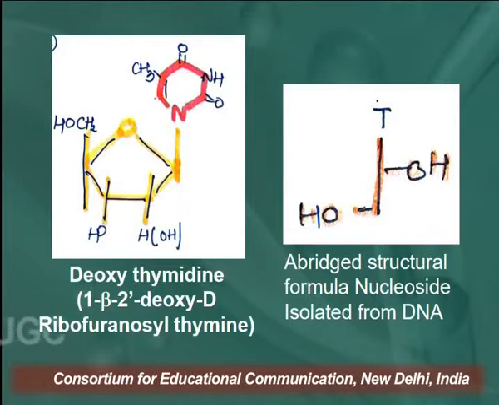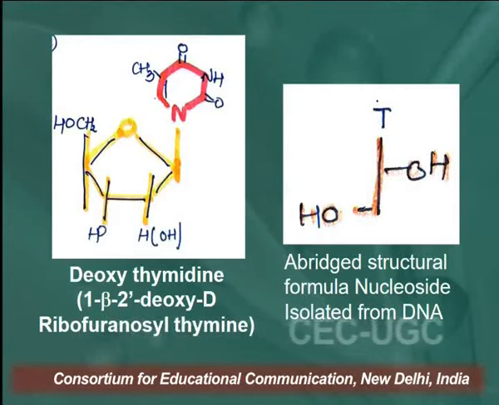Here, in nomenclature, you can see this is a base and sugar. For the sugar, I have written H, with OH in the bracket. It means that if there is H, it is deoxy, and if there is OH, it is oxy. So it is deoxythymidine. This thymine base is present here, and it is also called ribofuranosyl thymine.